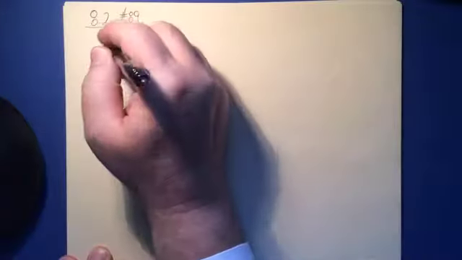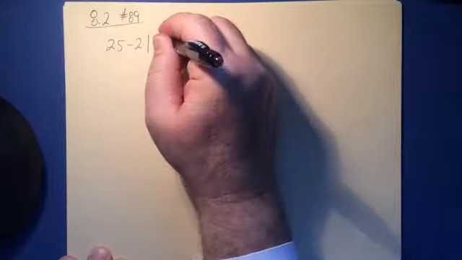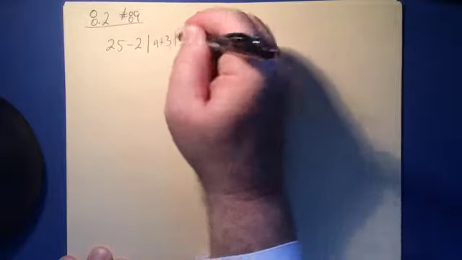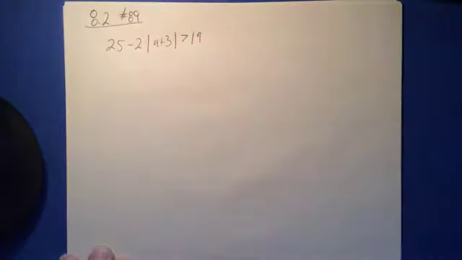Alright, as promised, I said I was going to redo the question from section 8.2, number 89 again, because of the mistake that I had made in the video in that question. So let's go ahead and begin it. It's going to be written as 25 minus 2 times the absolute value of a plus 3 is greater than 19. Not too bad to start with.